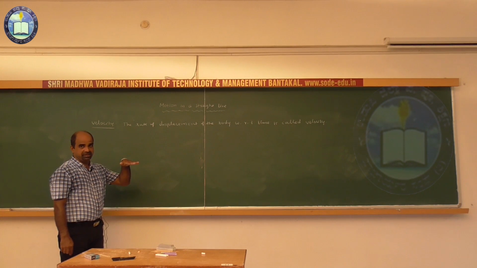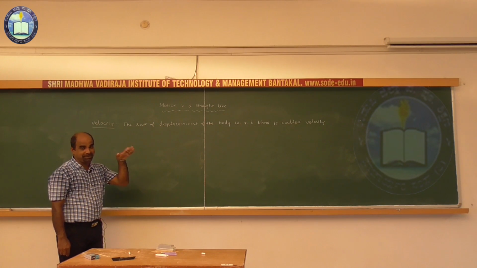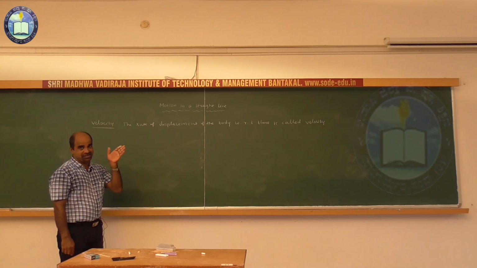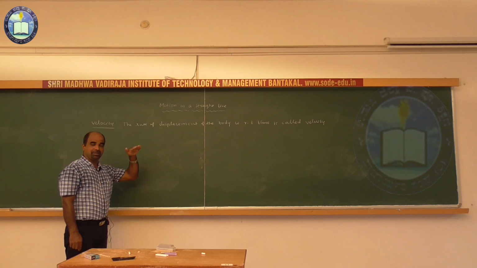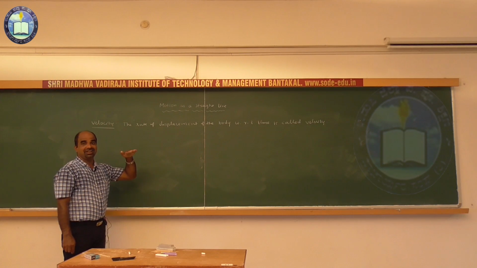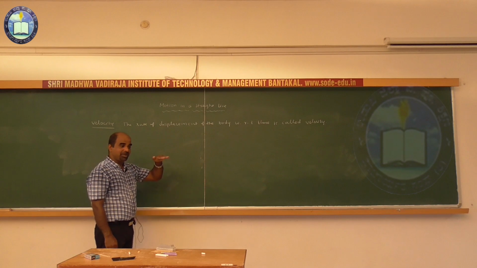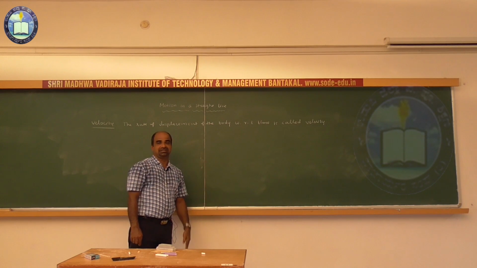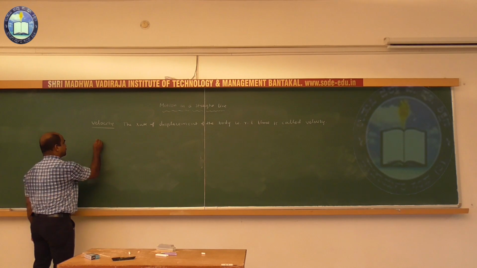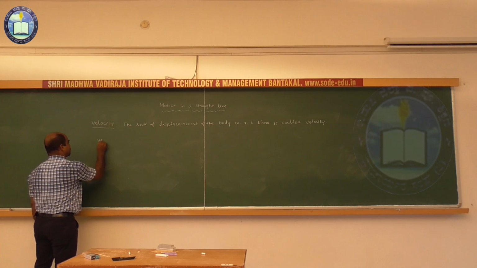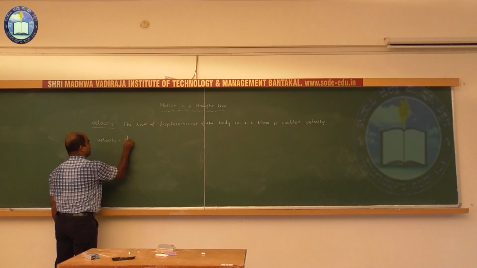Changing position divided by time taken. What is changing position? Displacement. I told you, whenever you say rate, it comes divided by time. That is the definition of velocity. That is, velocity v is equal to displacement divided by time taken.